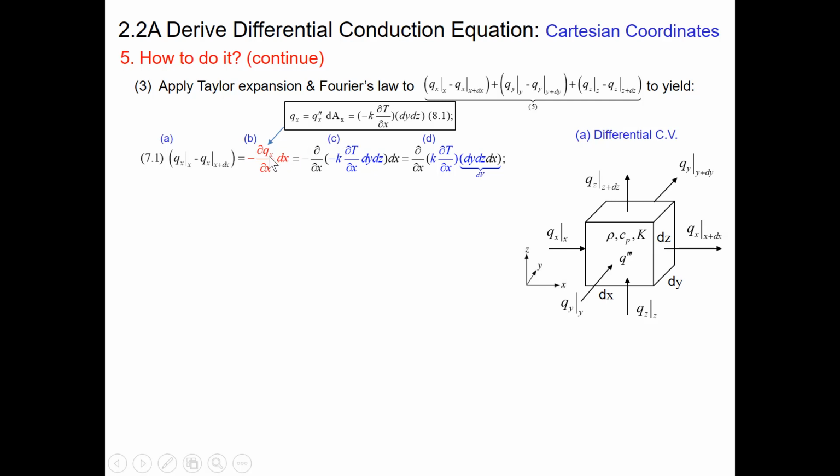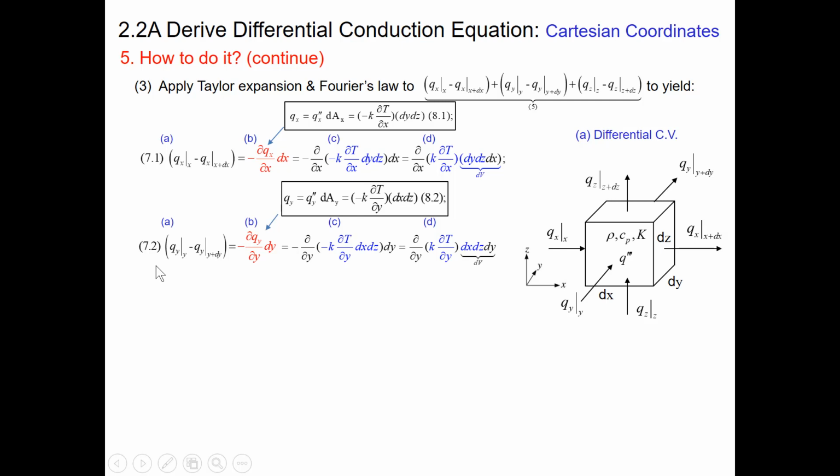C. Replace Qx with 8.1 d. Since dy dz are fixed, both can be taken out of a derivative partial x to form the differential control volume dV.